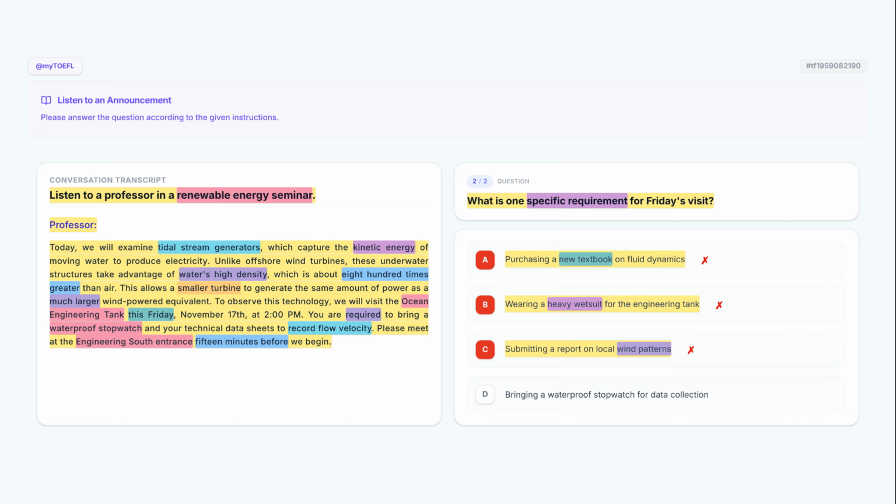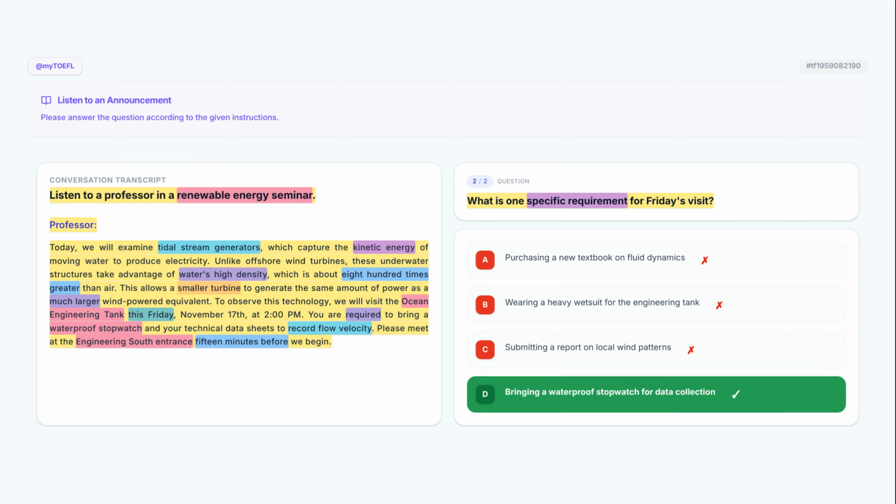Finally, let's check option D. Bringing a waterproof stopwatch for data collection. This is correct because the professor explicitly stated students are required to bring a waterproof stopwatch. The most accurate answer is option D, since it directly repeats the mandatory item mentioned in the instructions.